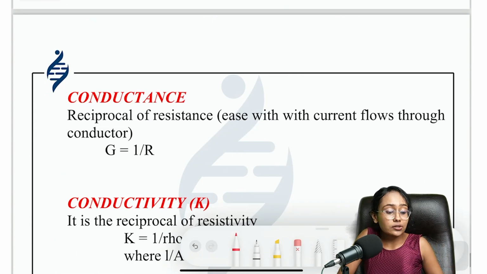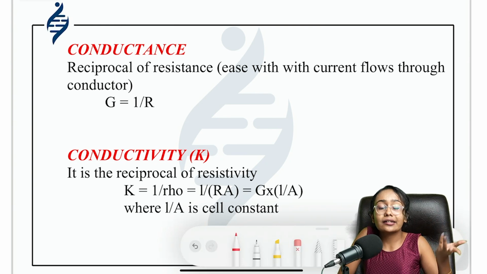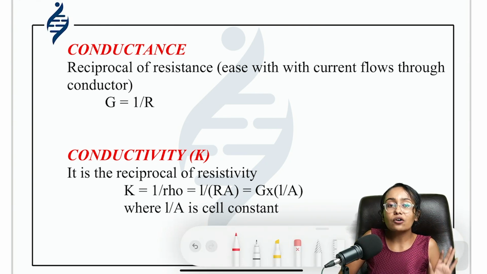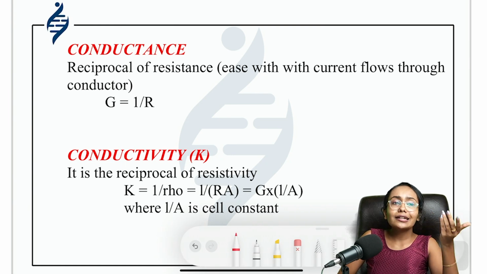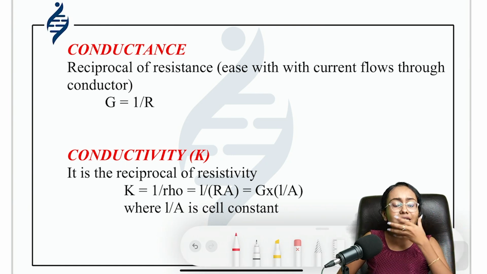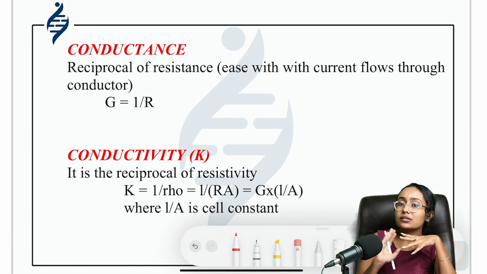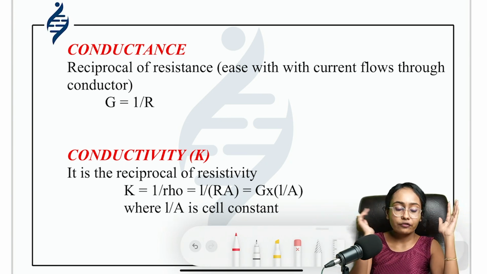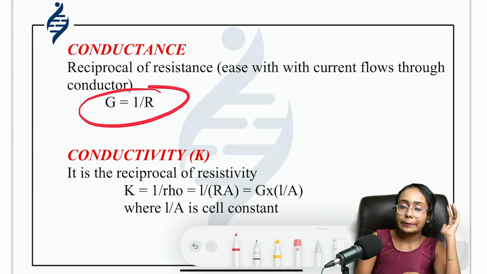Now coming to conductance. What is conductance? You know what resistance is. Conductance is just the opposite of resistance. Conductance is the ease with which current flows through a material because there is no resistance. A material having the least resistance and a high amount of conductance allows the current to pass through it very easily. Conductance is just the reciprocal of resistance, that is G equals 1 by R.